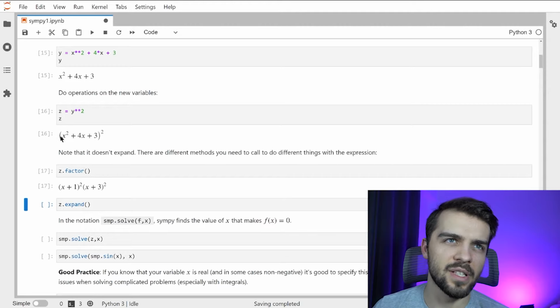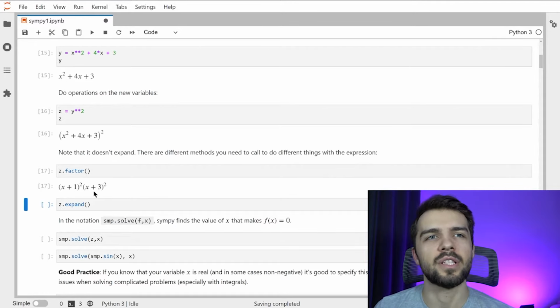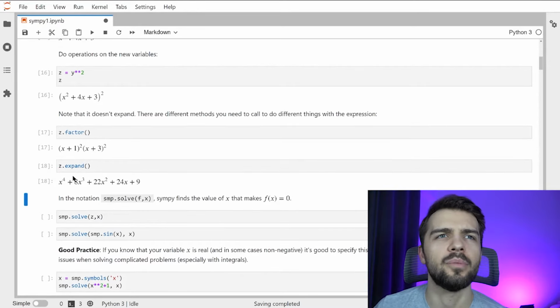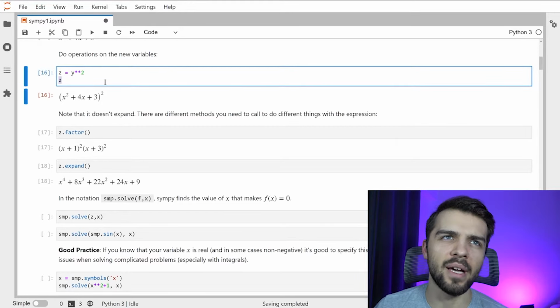Of course, that's the roots of this polynomial with order 2. Minus one and minus three. And so it expands it like that. And I can also expand it if I want the full order four polynomial here. So then I expand this expression. So it'll save it in a format like this in SymPy.